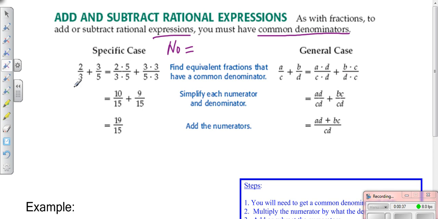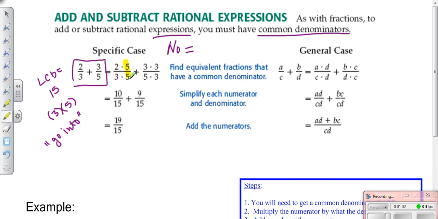So if we look at something as simple as 2/3 plus 3/5, the least common denominator is going to be 15. And I get that number because I know that 3 and 5 both go into, that's going to be your key words, go into 15. So I multiply top and bottom of the first one by 5 over 5, which is really 1. Top and bottom of the second one by 3 over 3, which is really 1.